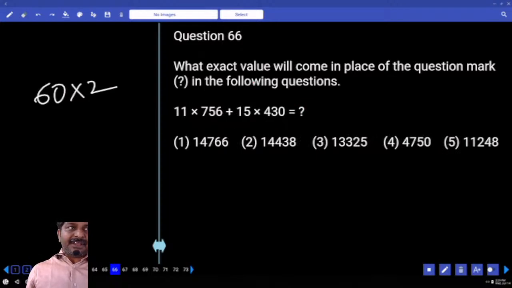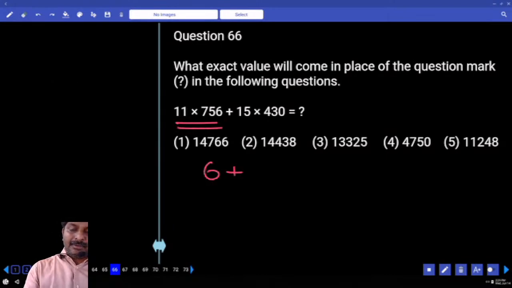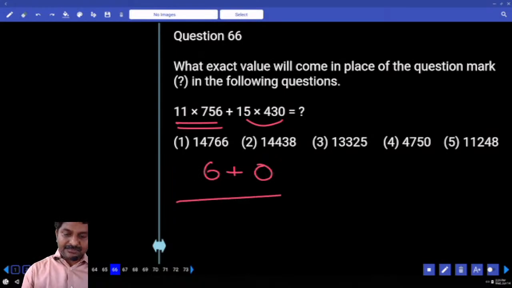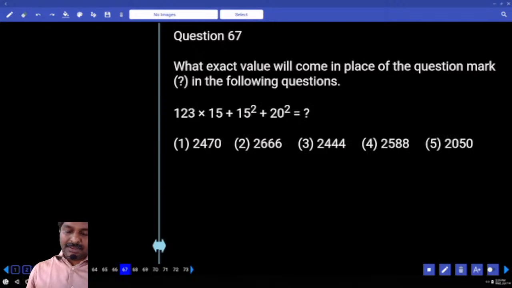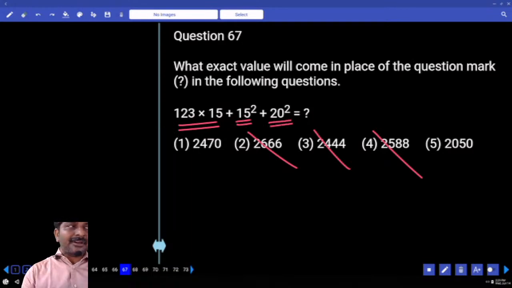Let's see last digit verification. 1 into 6 ends with. 5 into 0 ends with. Answer ends with. Yes. 5 multiple. Here we have a 5 multiple. Second number, 5 multiple. Third number, 5 multiple. Sum is also a 5 multiple. How many options are left? 2 options are left. Right.